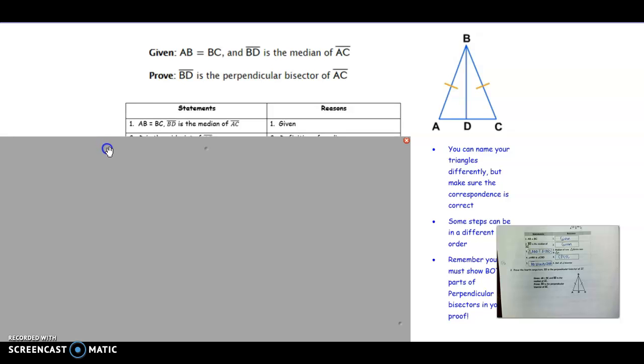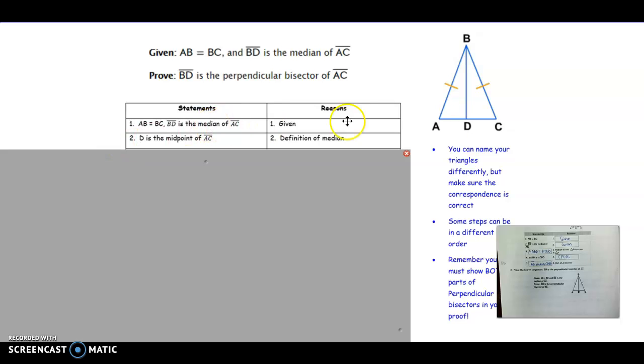So the next thing I did is I used the fact that we had a median to say that means that D is a midpoint. And that's by the definition of what a median is. Remember, a median is going from the vertex to a midpoint. So if I have a median, then I know I have a midpoint. So my statement is that D is the midpoint of segment AC, and the reason is that's the definition of what a median is.